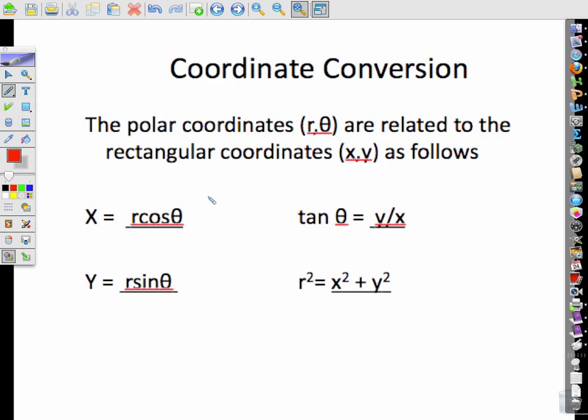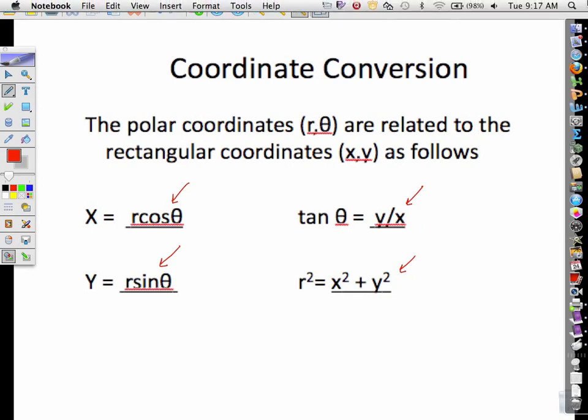Coordinate conversion. The polar coordinates r and theta are related to the rectangular coordinates of x, y as follows. We've done some of this before, but x is equal to r cosine theta, and y is equal to r times sine theta. Tangent theta is y over x, so all of these are things that we're familiar with when we were working with trig. And then this is just the equation of a circle, x squared plus y squared equals r squared.